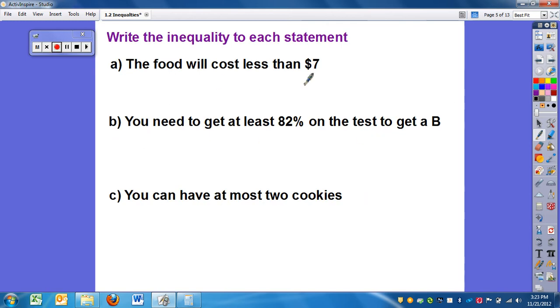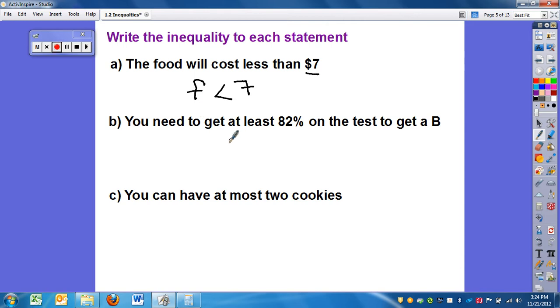So here are some phrases or sentences that we can write inequalities for. The food will cost less than $7. In each inequality we need a variable, so I'm going to do F for my variable. The number would be 7 from here. And I am less than, so 7 is the highest, so we're going to eat 7 as you might have been told when you were younger. We are going to use less than.